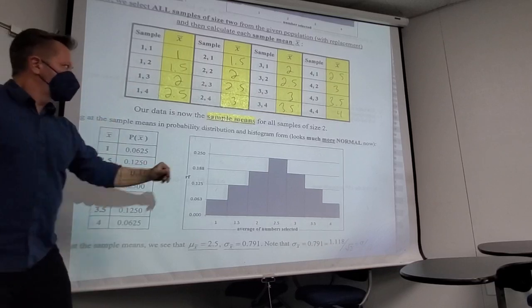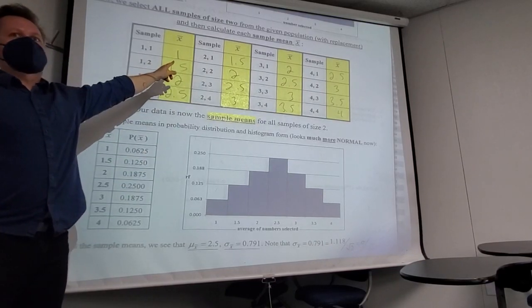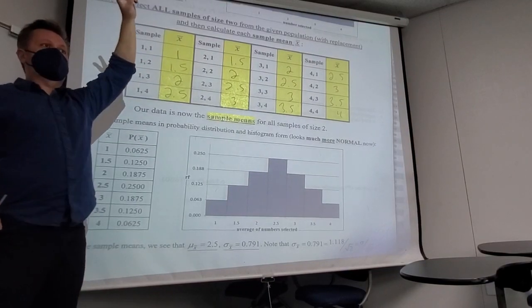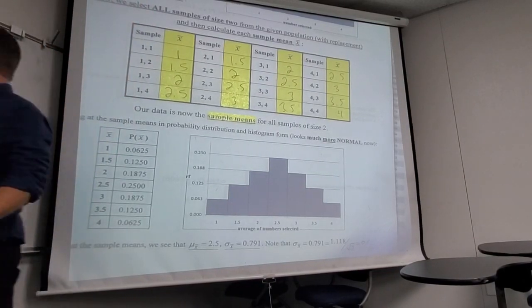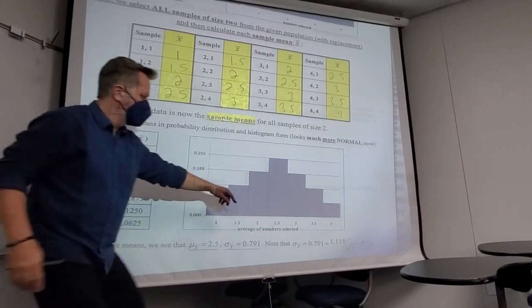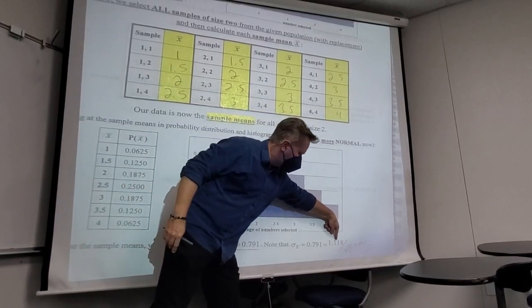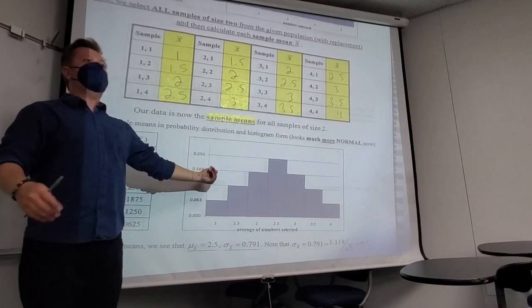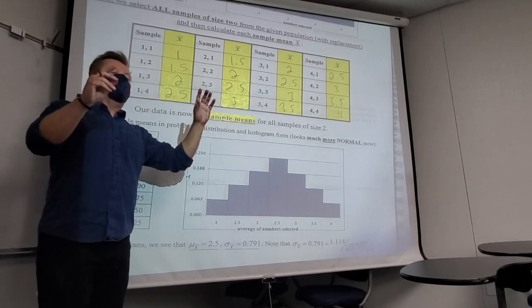The reason that's important is, what was the sample size again for this? Sample size was 2, yes? I took 2 each time. So wouldn't it be the old standard deviation divided by the square root of 2? Yeah. So if I take 1.18 divided by the square root of 2, I do get 0.791. So I really want you to understand.